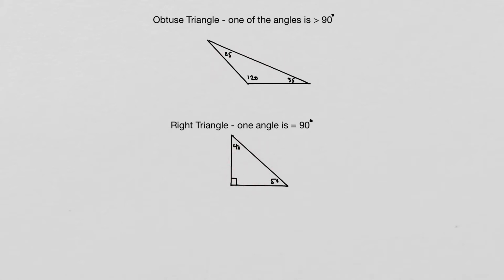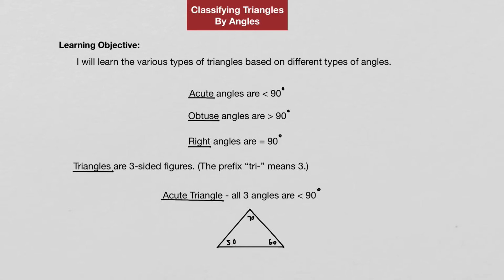And let's go back to the acute triangle. 50 plus 60 plus 70 is also equal to 180. So one of the things that we can conclude is that every triangle, when you add up all three angles, they always add up to 180 degrees. Okay, just a side note, and make sure that you are aware of that.